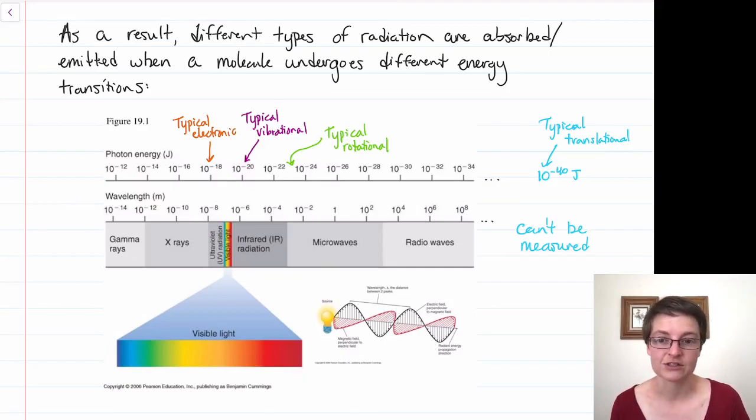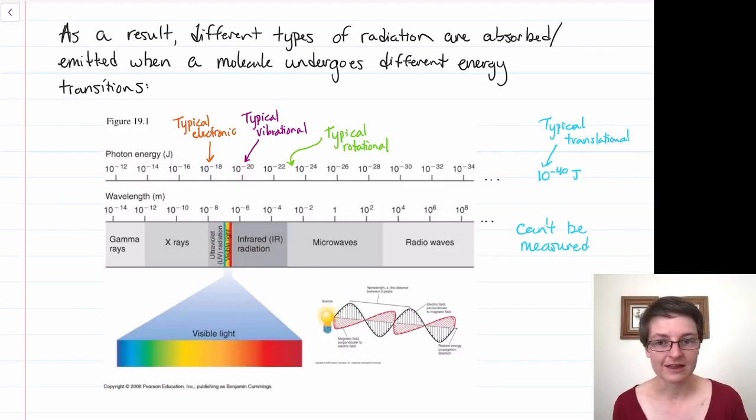Electronic transitions occur somewhere between the visible to UV light spectrum. Sometimes you may extend just a teensy bit into the X-ray part of the spectrum, depending on the nature of your electronic transition. And so when folks talk about UV-vis spectroscopy, typically what they're studying is electronic transitions.